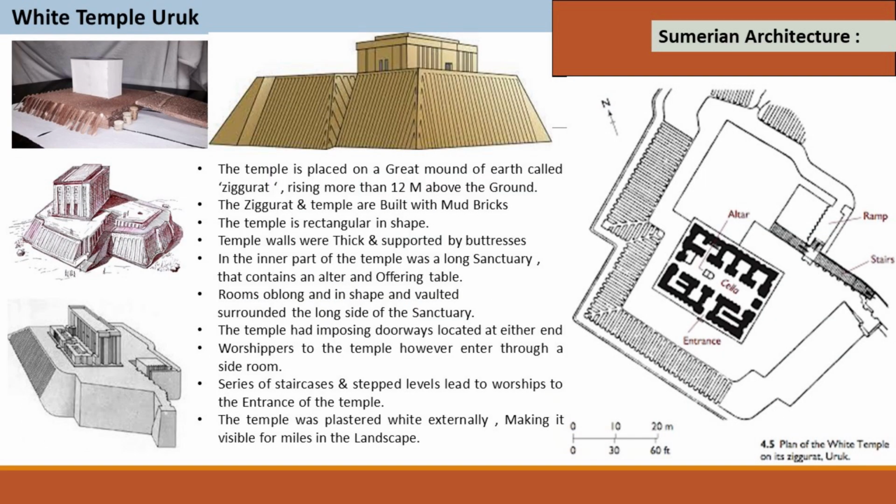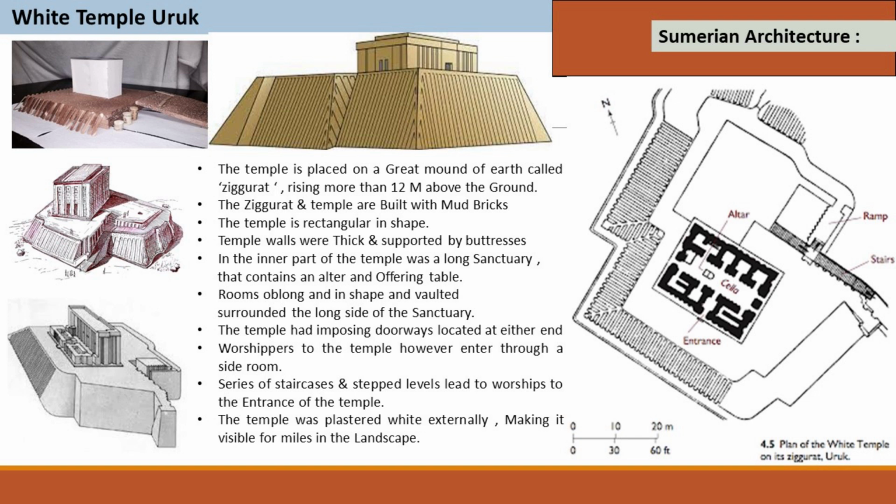Now coming on to the planning, as we can see on the right hand side, there are stairs, a ramp, an altar and the entrance to the White Temple. And others are the terrace and the platform. The temple is placed on a great mound of earth called a ziggurat, rising more than 12 meters above the ground. The ziggurat and temple are built with mud bricks only. The temple is rectangular in shape.